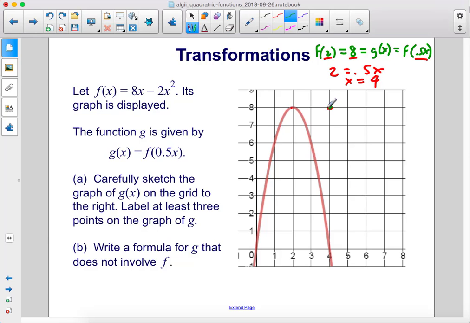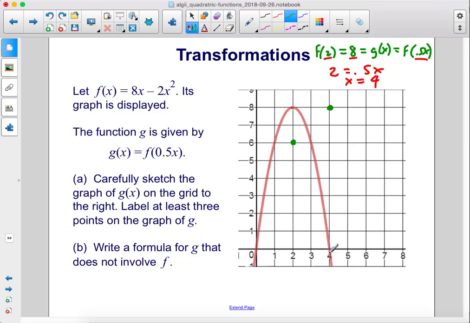I'll make this green. So basically, every point on the graph of f of x is going to have the x value doubled. So when x equals 1, y equals 6 for f of x. Therefore, now when x equals 2, y will equal 6.